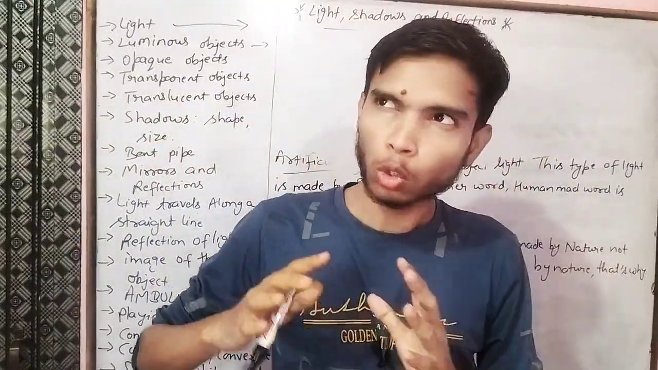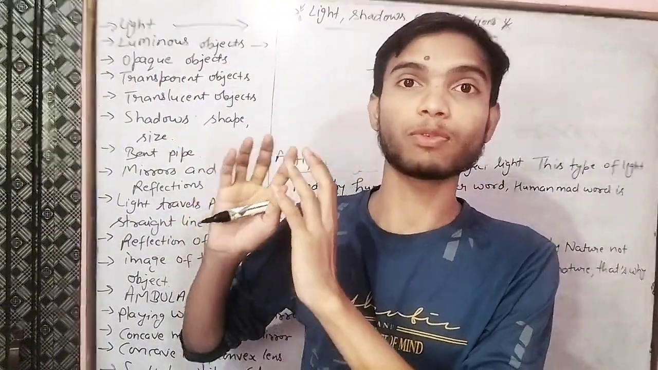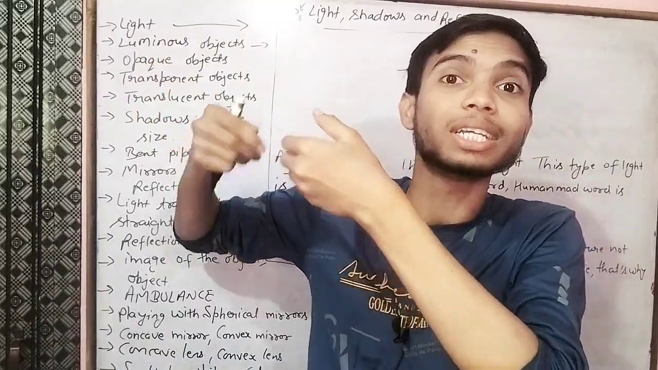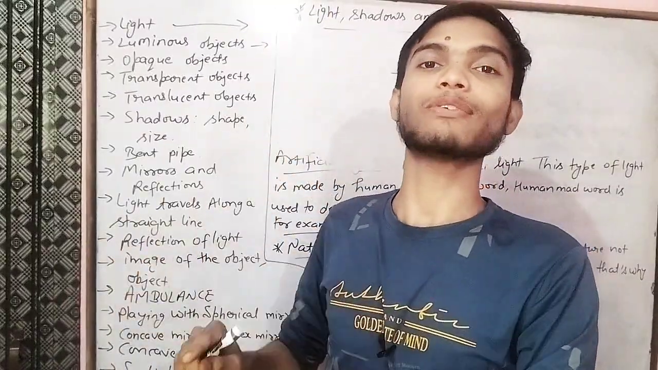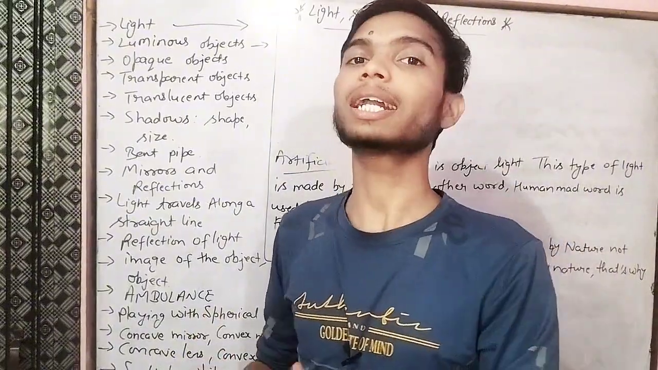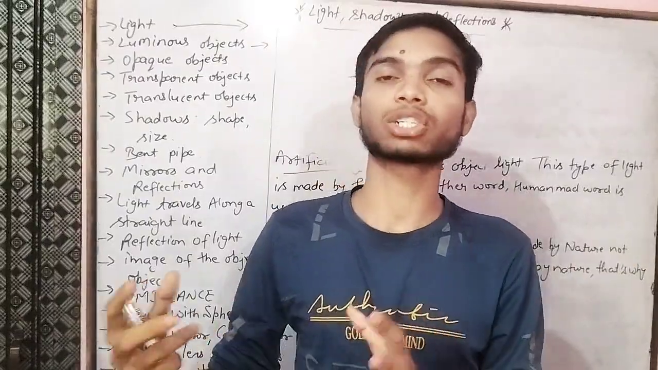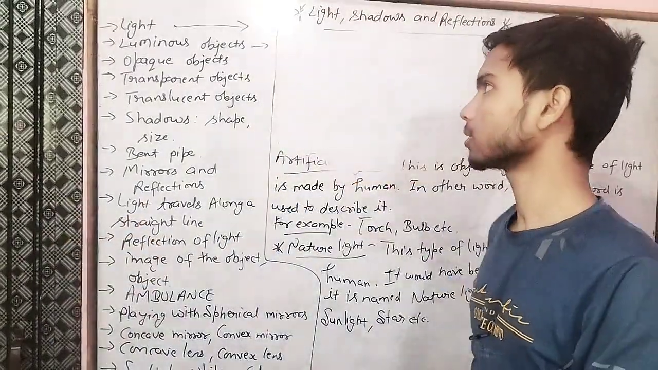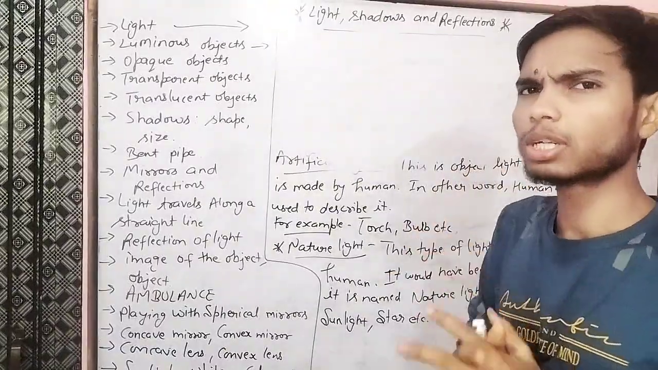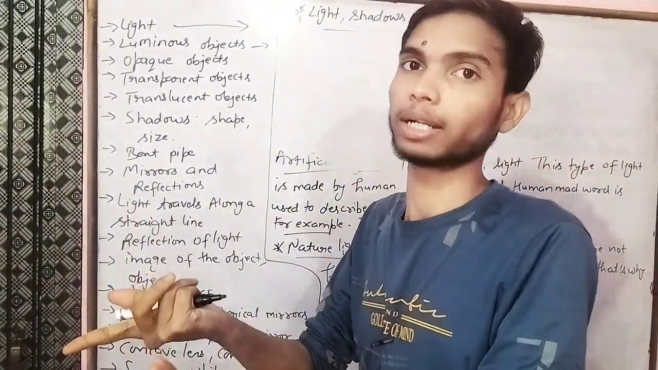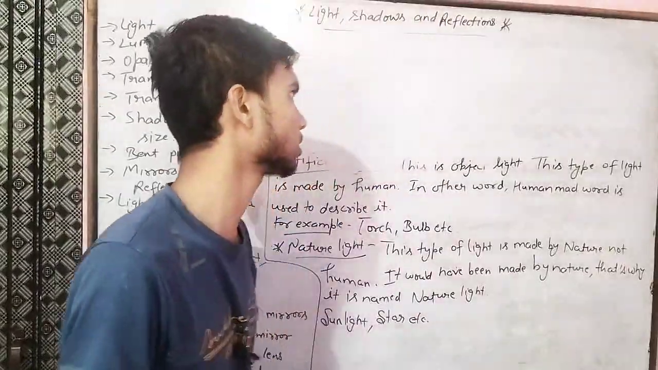Those types of objects would have their own light. So in the category of luminous objects, artificial light and natural light both are captured. Are you getting? Those objects which have their own light will be considered luminous objects.